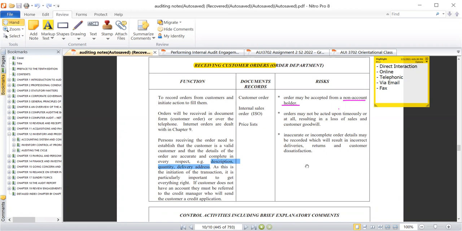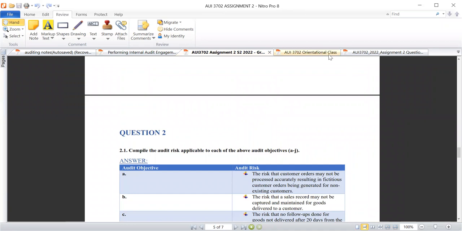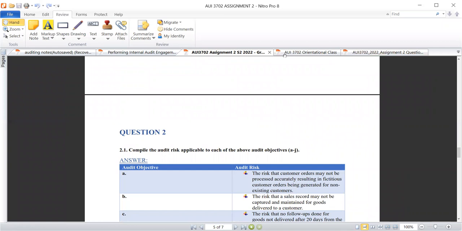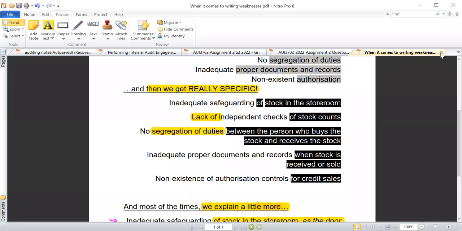Now, if I take this risk description here, the risk that there may be inaccurate or incomplete order details filled on the sales order or recorded, which would result in incorrect deliveries, returns, and customer dissatisfaction, and I look at the audit objective here, I can quite frankly see that this particular risk description given in the prescribed material tallies with what is given here. There are just too many things I need to close now. It's much better like this. It tallies with the audit objective that I've been giving you.